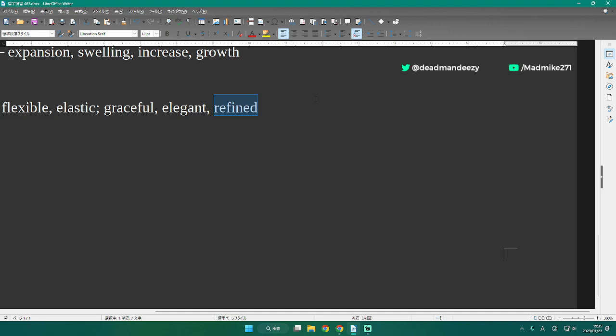And finally, flexible, elastic, graceful, elegant, or refined. Much like a shining article is shinayaka. Shinayaka is flexible or refined.